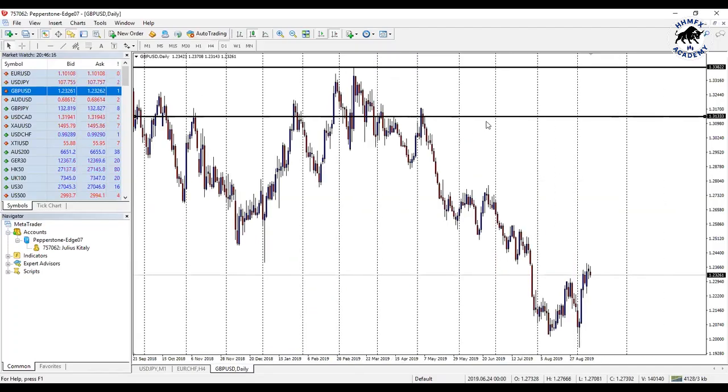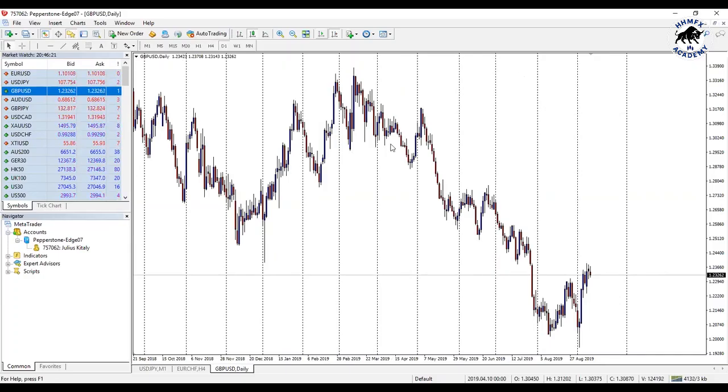So guys, let's start by inserting the 200 moving average, and the one we are going to use is not the simple moving average. We are going to use the exponential moving average. Why are we using the exponential moving average? Because the exponential moving average acts according to the change of the price.